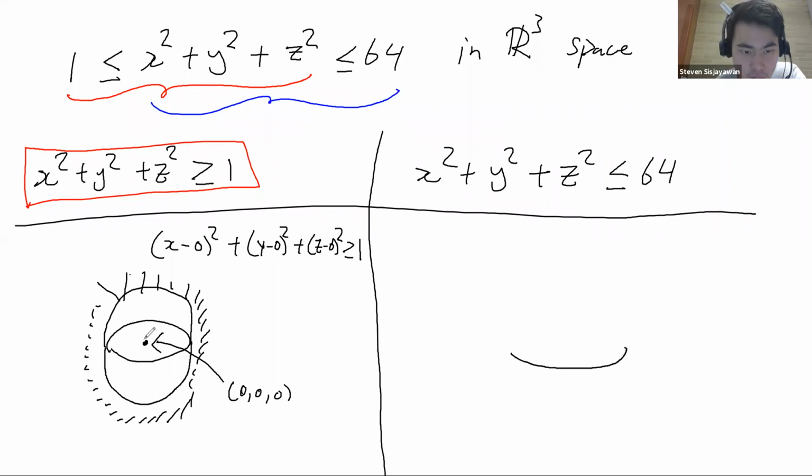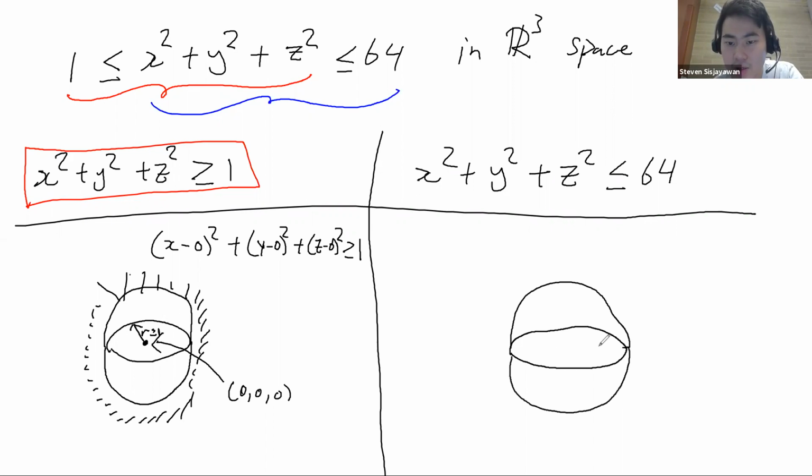Oh, wait, let me specify over here that this has a radius of 1, right? Because the square root of 1 is basically just 1. And so over here, we have a sphere. So if you can draw it correctly. Okay, that looks somewhat like a sphere. Yeah, that's a sphere with a radius of 8.